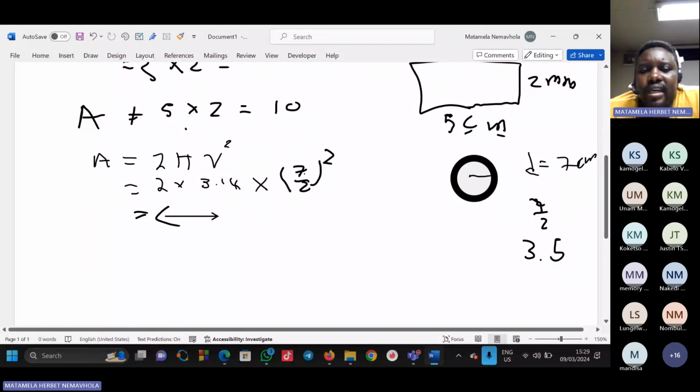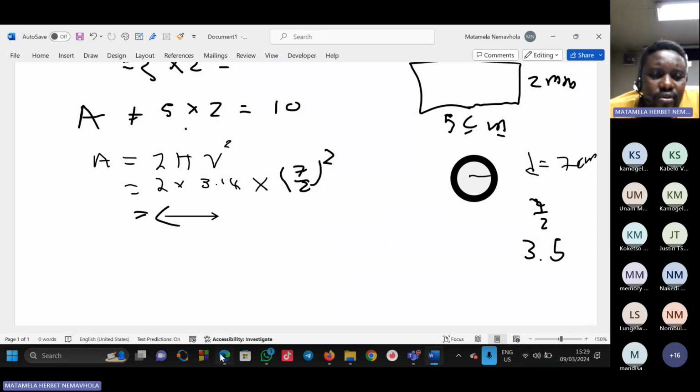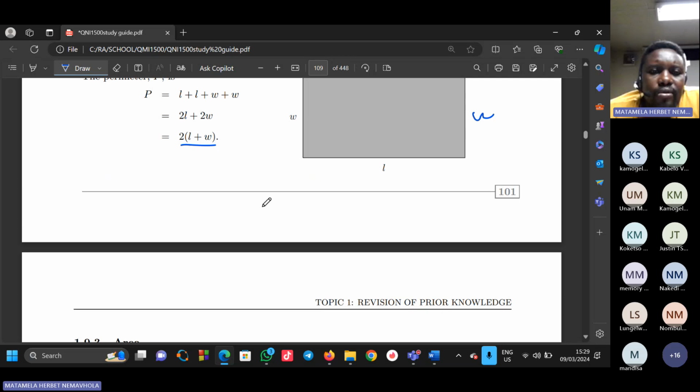But sometimes they will give you directly. They tell you that you have a radius. So if you know the formula, you will be fine with a circle, a rectangle and a square. Those three that I'm mentioning are the ones you're most likely to get. So let's go straight to your study guide and see how it is.